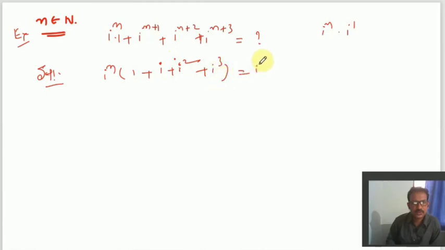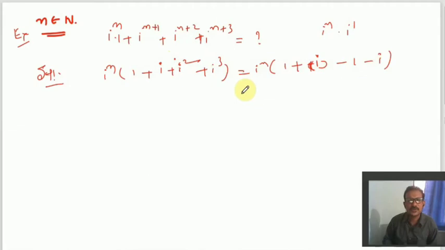This is equal to i^n into (1 plus i plus i square plus i cube). Here i square is equal to minus 1, and i cube is equal to minus i. So totally i^n into (1 minus 1 cancel, plus i minus i cancel) is equal to i^n into 0, which is equal to 0.